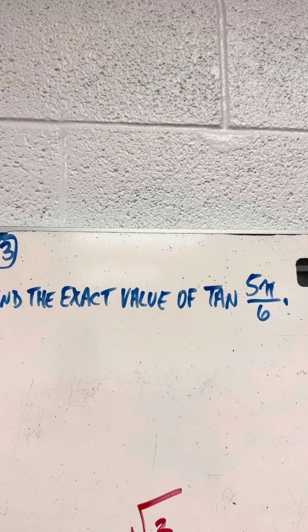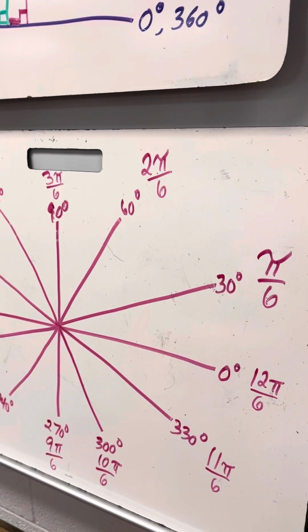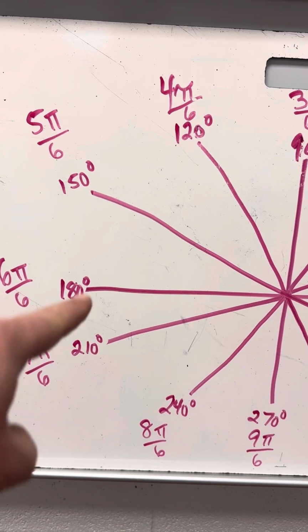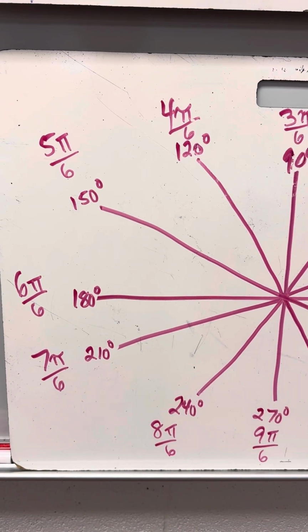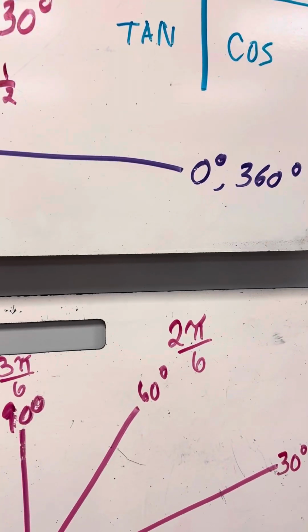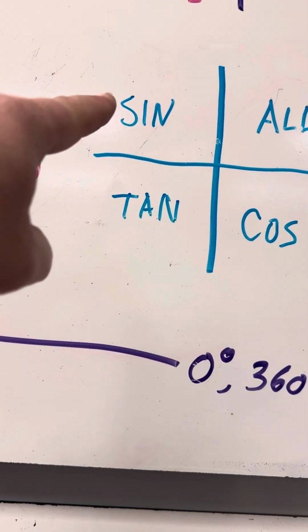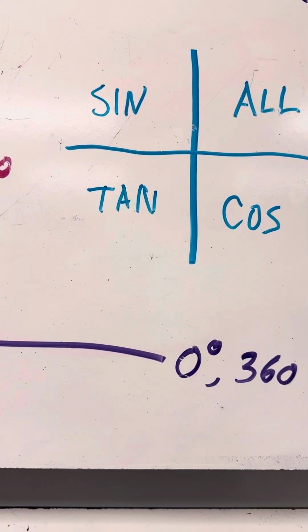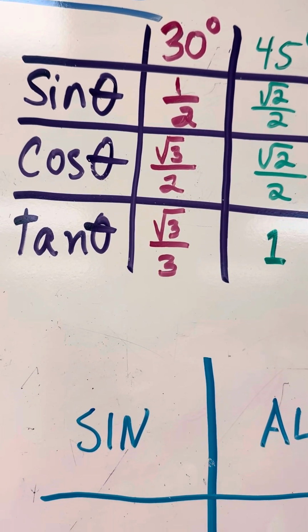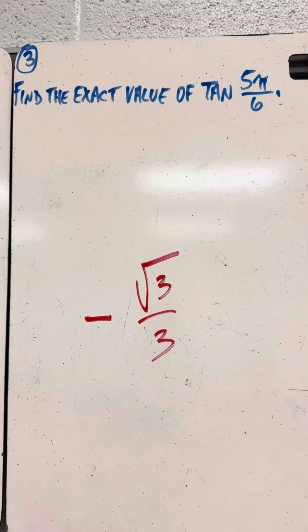Find the exact value of tan 5 pi over 6. Okay, now we're talking about pi over 6. Where is 5 pi over 6? That's over here. We're talking 30-degree reference angles. So we're talking tan. So tan, first of all, in the second quadrant, is tan positive? No, it's negative. So tan 30 degrees is square root of 3 over 3. So it's going to be negative, so it's negative square root of 3 over 3. Okay?